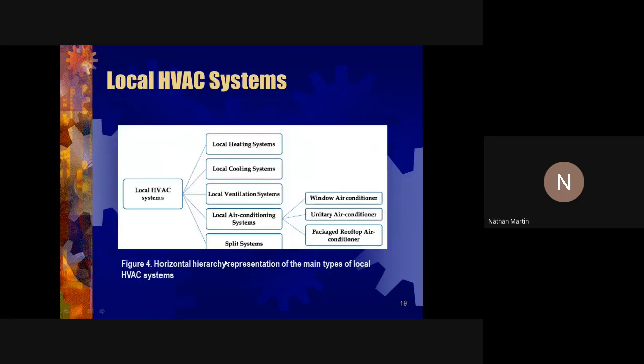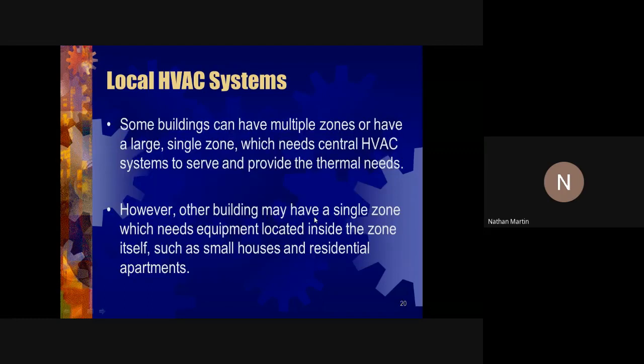So this is our local HVAC system. This is a flow diagram showing your local HVAC system. We have our local heating system, local cooling system, local ventilation system, local air conditioning system, and the split systems. And we can further break down the local air conditioning system into window air conditioner, unitary air conditioner, and package rooftop air conditioner. So what do these actually mean? We talk about this as it relates to the local air conditioners.